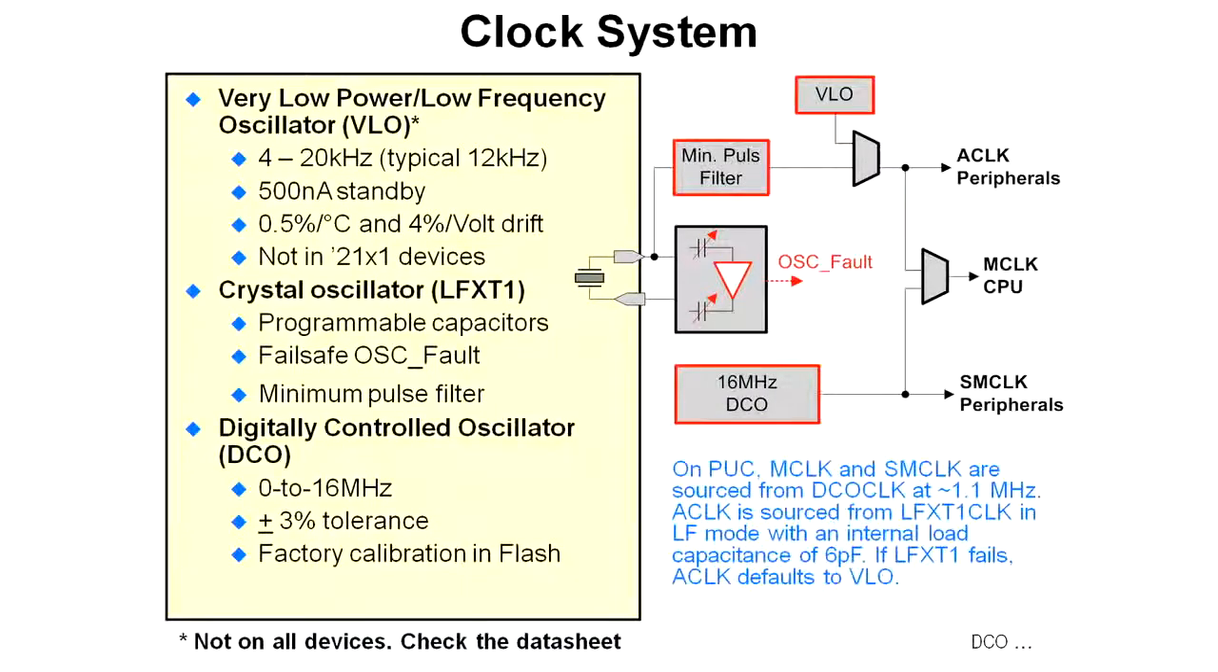Those haven't been calibrated. The A clock gets sourced from the low frequency crystal clock with an internal capacitance of 6 picofarad. If that fails, the A clock will default to the VLO. So those are the default parameters. We are probably going to set those up just a little bit differently than that.